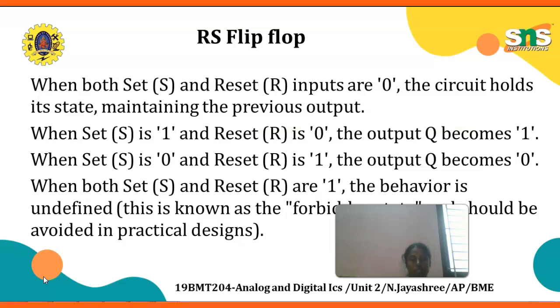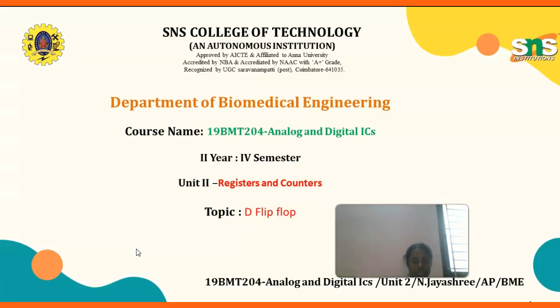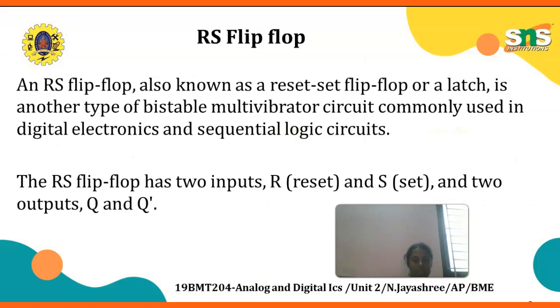That is, Q is the inverse of Q bar. When set is 0 and reset is 1, the output becomes 0. When both the inputs are 1, the circuit behaves in an undefined state or forbidden state. This is the RS flip-flop.